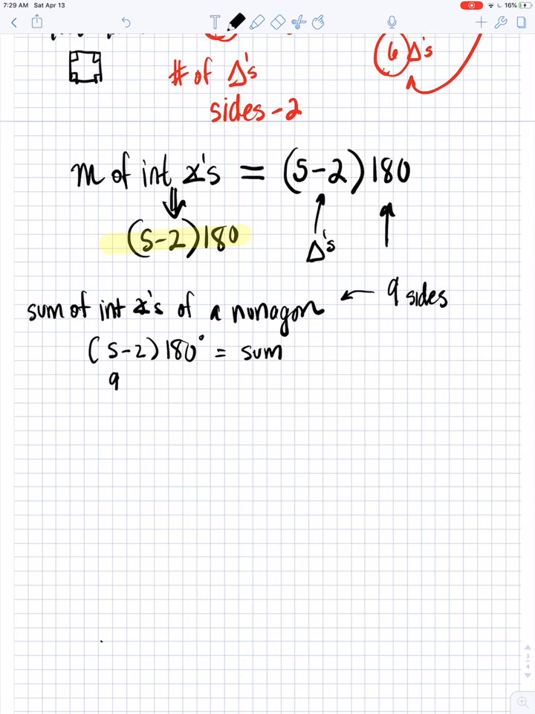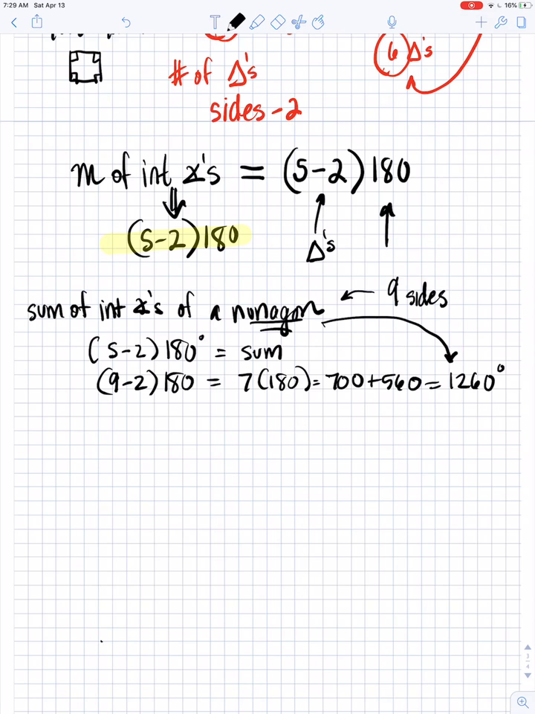All right, so I have 9 minus 2 times 180, and that's going to give us 7 times 180, and that's easy. We can do 7 times 100, that's 700, and then 7 times 80, that's 560, and so the sum of the interior angles of a nonagon is always going to be 1,260 degrees.